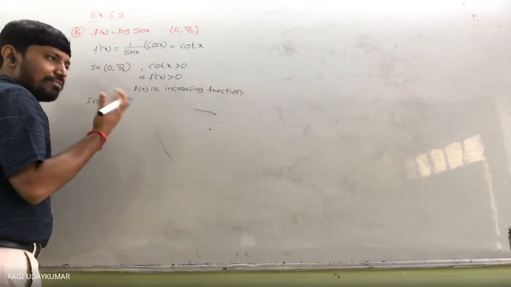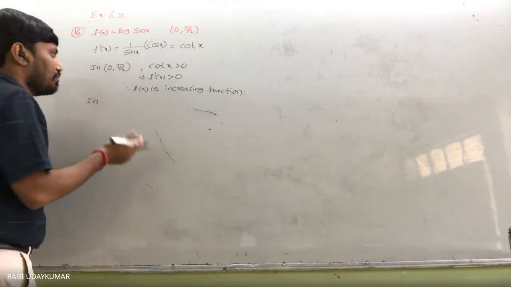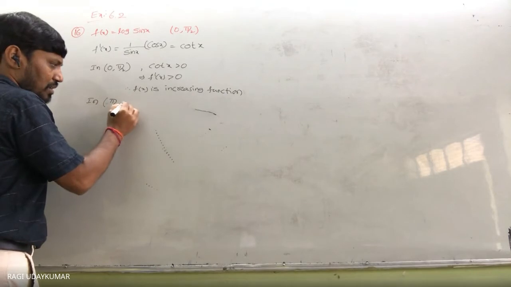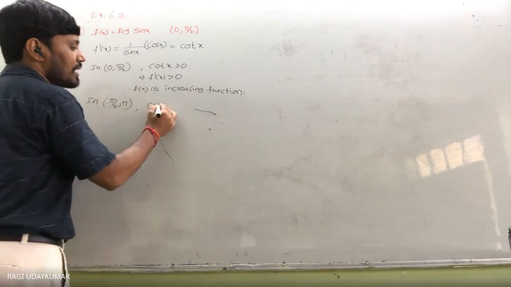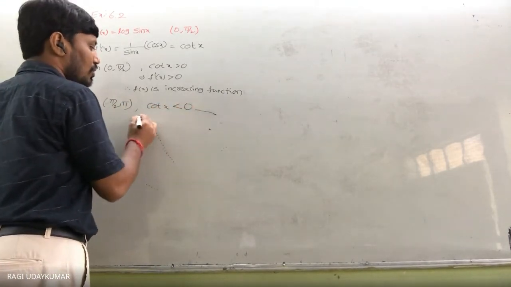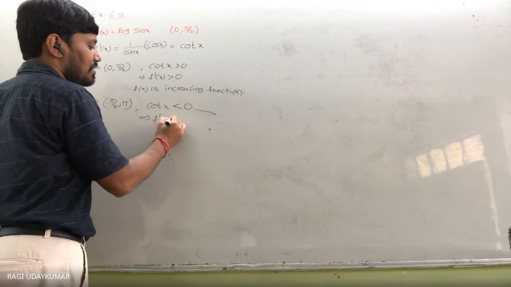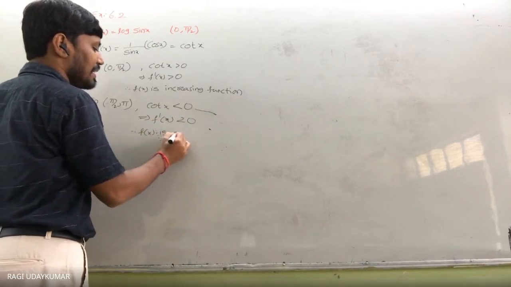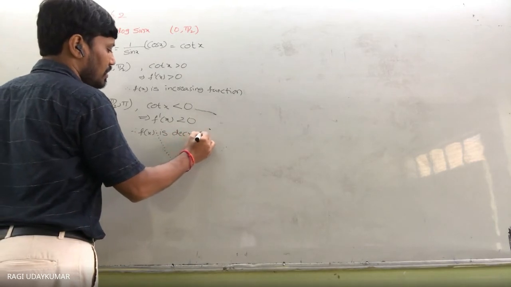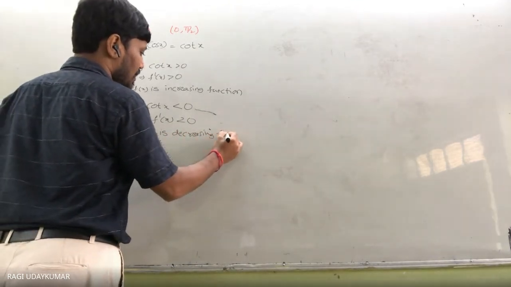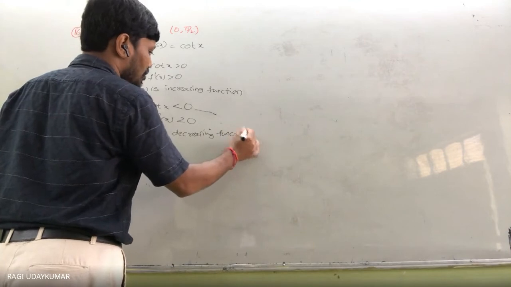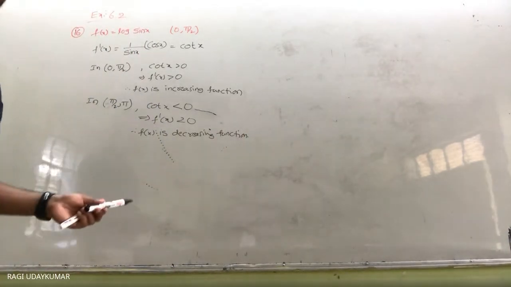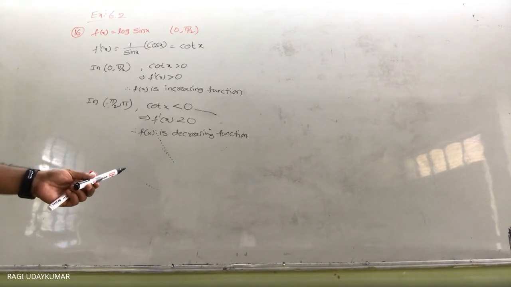Because you know that in the first quadrant, cot x is positive, all are positive. So in the second quadrant, pi by 2 to pi, cot x is less than 0. This implies f dash of x is less than 0. Therefore, f of x is a decreasing function in that particular interval. This is a very simple question. It is nothing else. That was 16. Did you understand? Nothing is there in this.